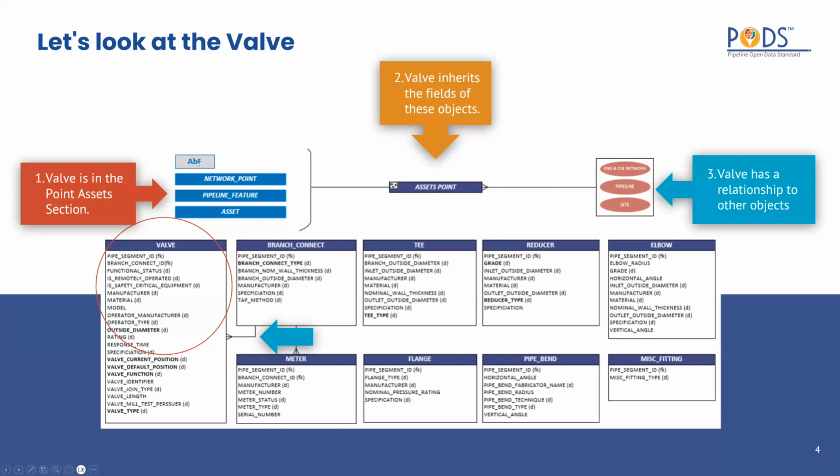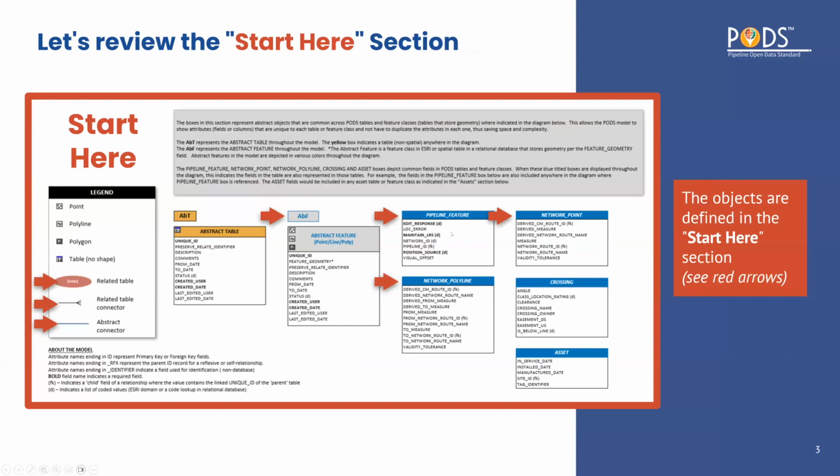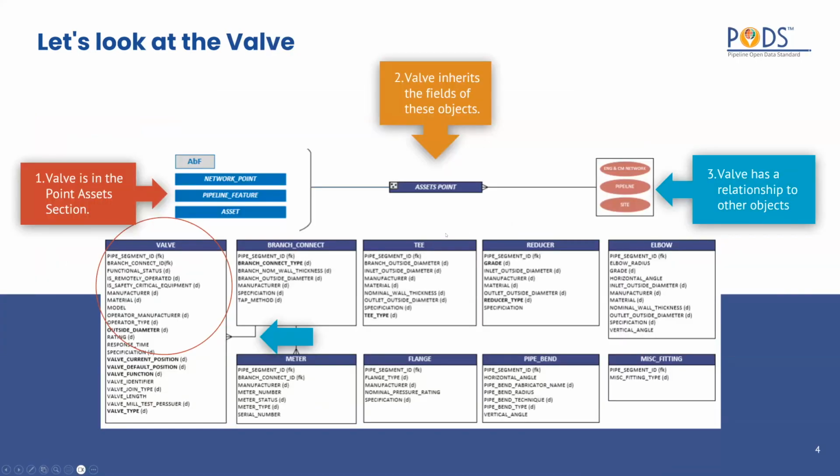So it's connected to the ABF, which is gray. So I'm going to go back to the start here section and I see, oh, okay, that's an abstract feature. It's also connected to the network point, the pipeline feature, and the asset. So if I go back to the start here section, I see, oh, okay, well, these are the attributes of those sections when I put it all together, and it'll make sense here in a little bit, hopefully.